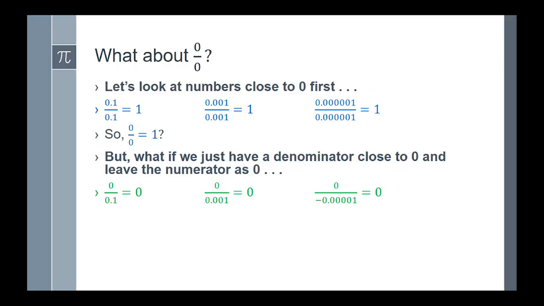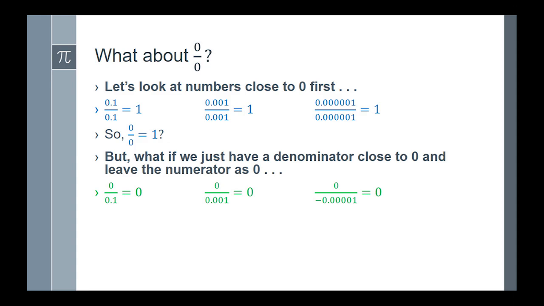But what if we just leave the numerator as 0, because we're okay with that numerator being 0, but we're just going to look at denominators that are getting closer to 0. So we're going to leave our numerator as 0 every time. Well, 0 divided by 0.1, 0 divided by anything is 0. 0 divided by 100th is also 0. So every time we're getting closer to 0, we're still just getting 0 each time.